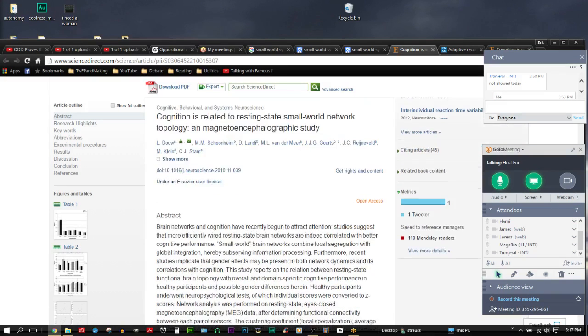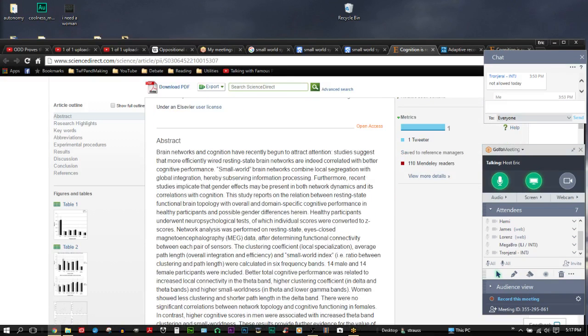It's just a paragraph. Brain networks and cognition have recently begun to attract attention. Studies suggest that more efficiently wired resting state brain networks are indeed correlated with better cognitive performance. Small world brain networks combine local segregation with global integration, thereby subserving information processing. Furthermore, recent studies implicate that gender effects may be present in both network dynamics and its correlations with cognition. This study reports on the relation between resting state functional brain topology with overall and domain-specific cognitive performance in healthy participants and possible gender differences herein.